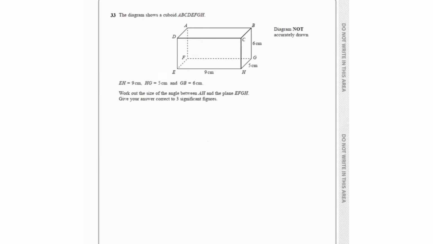Then we have 3D trigonometry. So the diagram shows a cuboid ABCD EFGH. EH is given as 9 centimeters, HG is 5 centimeters, and GB is 6 centimeters. We have to work out the size of the angle between AH and the plane EFGH. AH is this diagonal over here.